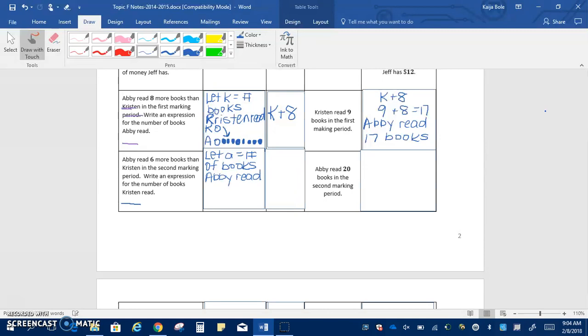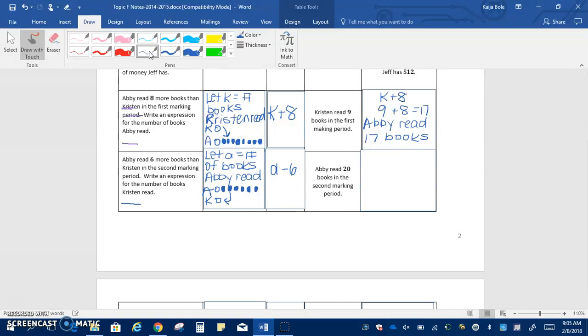Again we're going to draw our picture, our A and our K. They each get 1 dot to start with. But now we know Abby read 6 more books than Kristen. That means Abby's going to get 6 more dots. 2, 3, 4, 5, 6. And again, we want to know how to get from Abby to the person we're looking for, which is Kristen. To get there, we would have to subtract 6 from A, so this would be A minus 6 in your next box.